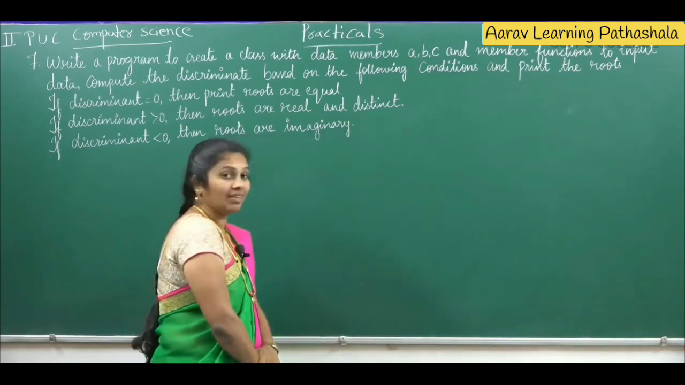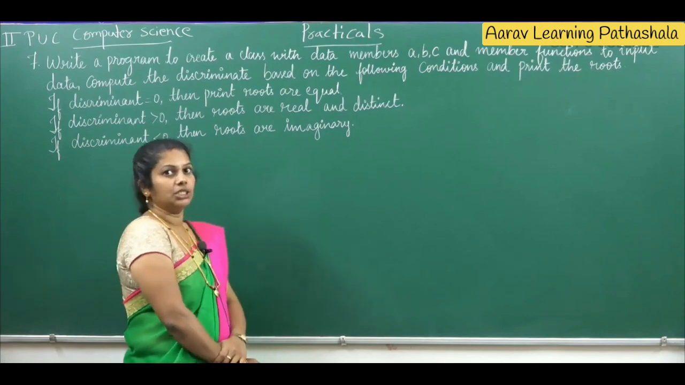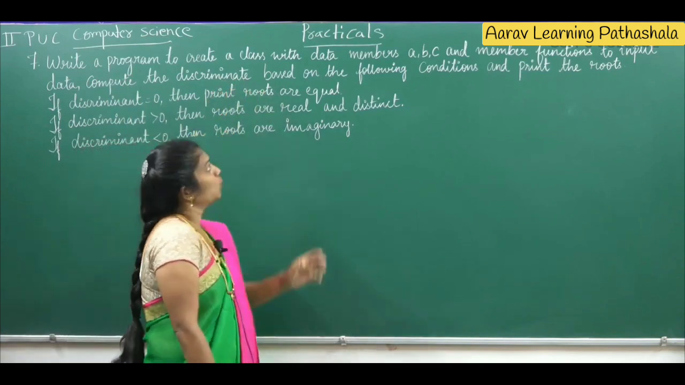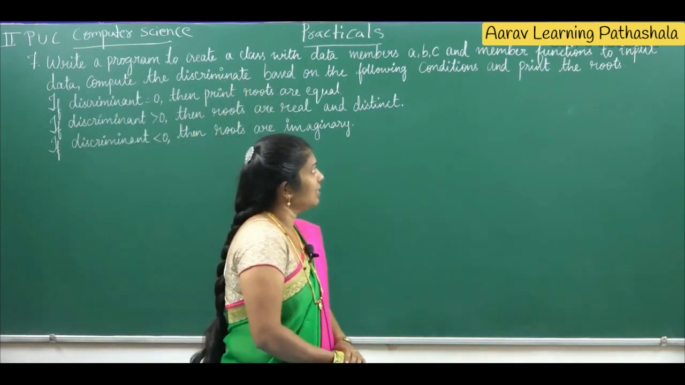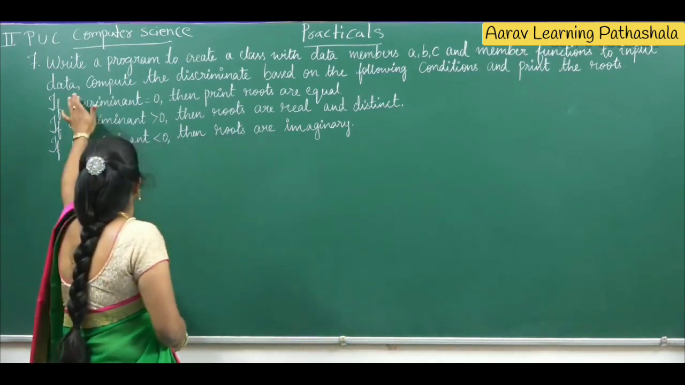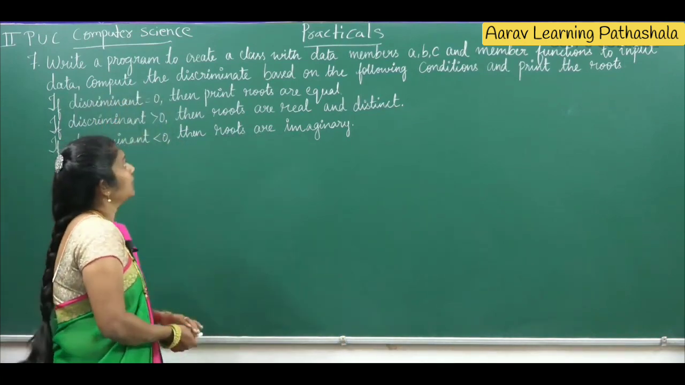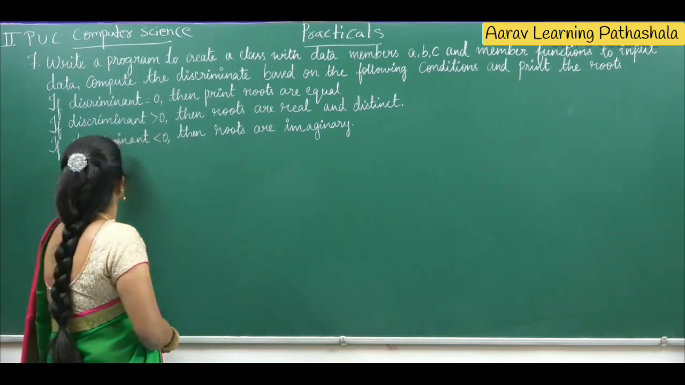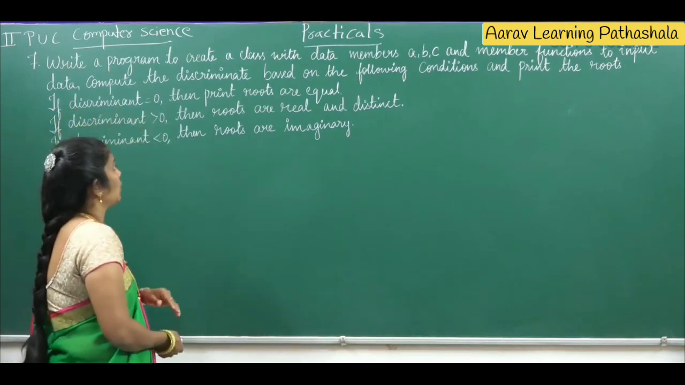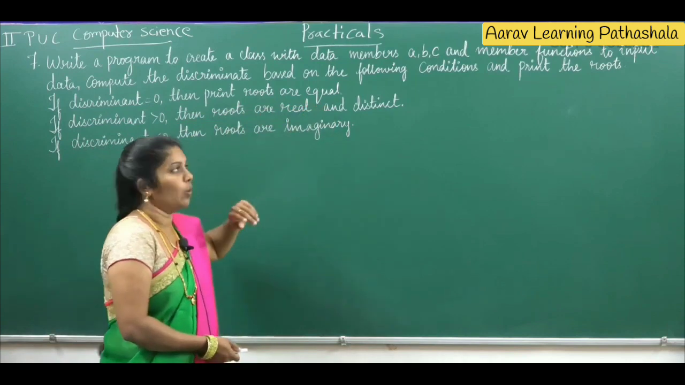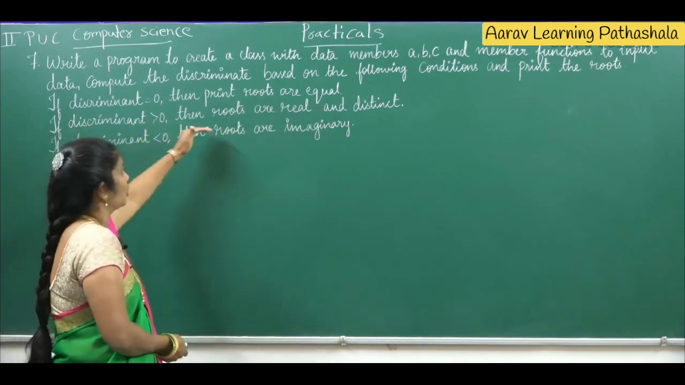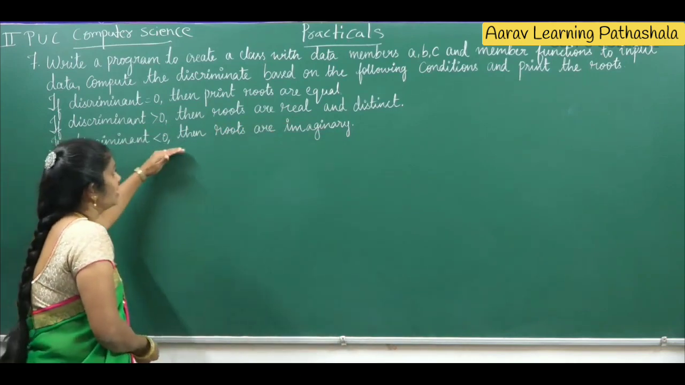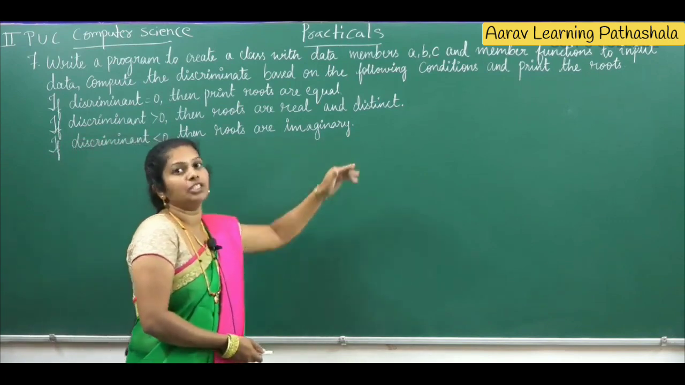Start with the 7th experiment in the practical session. The program is: write a program to create a class with data members A, B, C and a member function to input data, compute the discriminant based on the following conditions and print the roots. If the discriminant is equal to 0, print roots are equal. If the discriminant is greater than 0, print roots are real and distinct. If the discriminant is less than 0, print roots are imaginary.